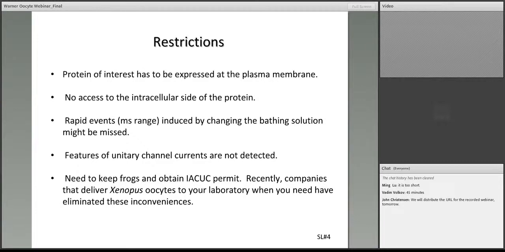In the left lower panel, we see the block of ENaC currents by amiloride. And with this data, we can then calculate the apparent affinity for amiloride block. The IC50 is 110 nanomolar with a Hill coefficient of 1.